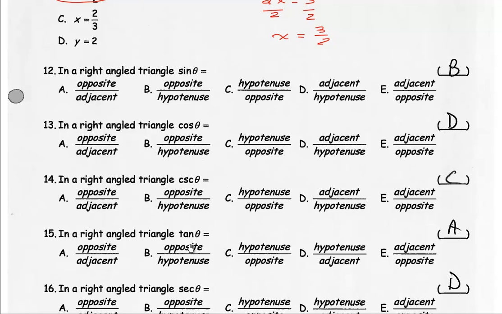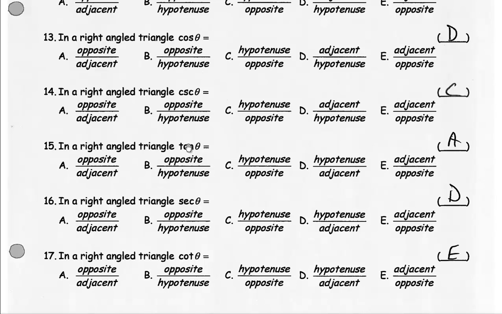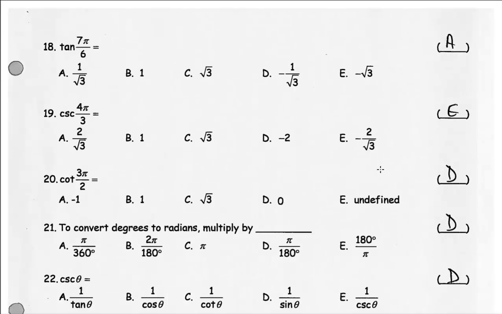Tan, if you remember from SOHCAHTOA, the TOA on the end, I guess it is. So tan is opposite over adjacent. So that's the answer for number 15, which is A. Secant is the reciprocal of cosine. Now, cosine was adjacent over hypotenuse, so the secant would be hypotenuse over adjacent, which is the answer D here. And cotan is the reciprocal of tan. Now remember, tan is opposite over adjacent, so cotan would be adjacent over opposite. So for 17, the answer would be E.